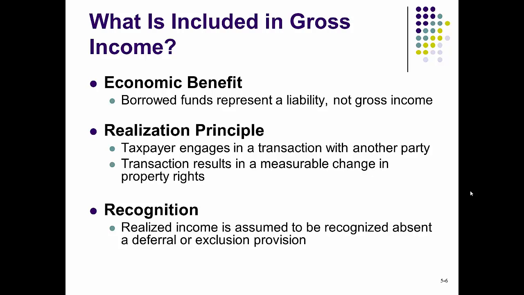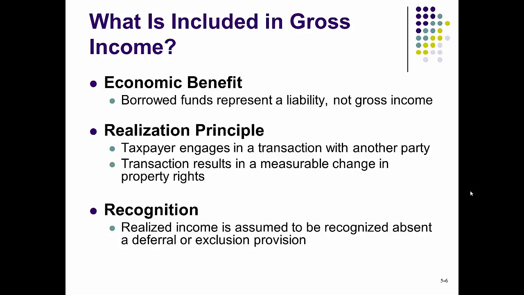Economic benefit. Taxpayers must receive an item of value or economic increase from a certain event to have economic benefit. For example, number 1, cash, property, or services in exchange for work or services rendered. Number 2, property sale proceeds. Number 3, investment or business income.